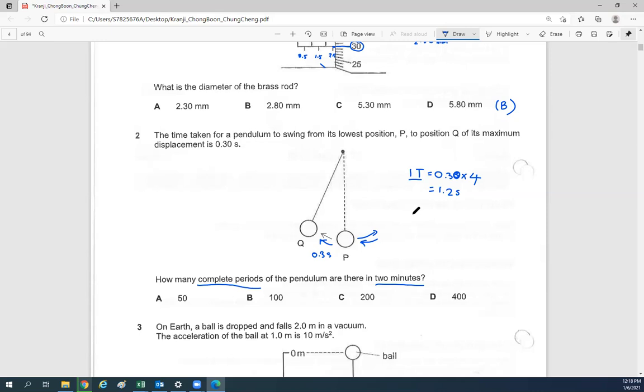So therefore, in 2 minutes, how many periods do I have? I have to take 120 seconds divided by 1.2 seconds, which gives me 100 periods. So the answer is B.